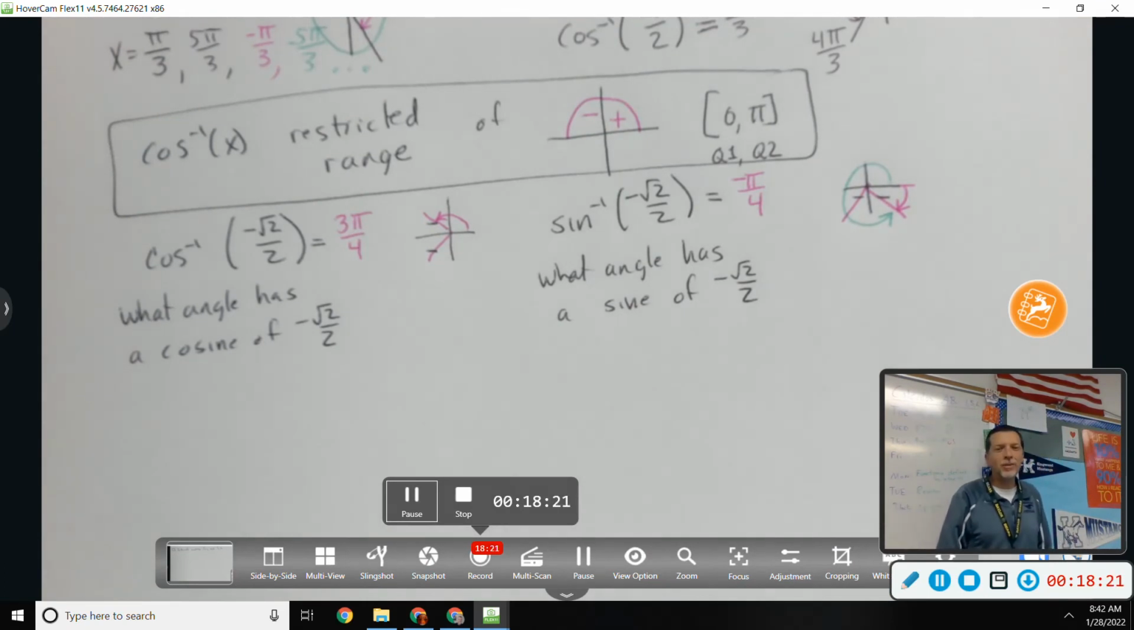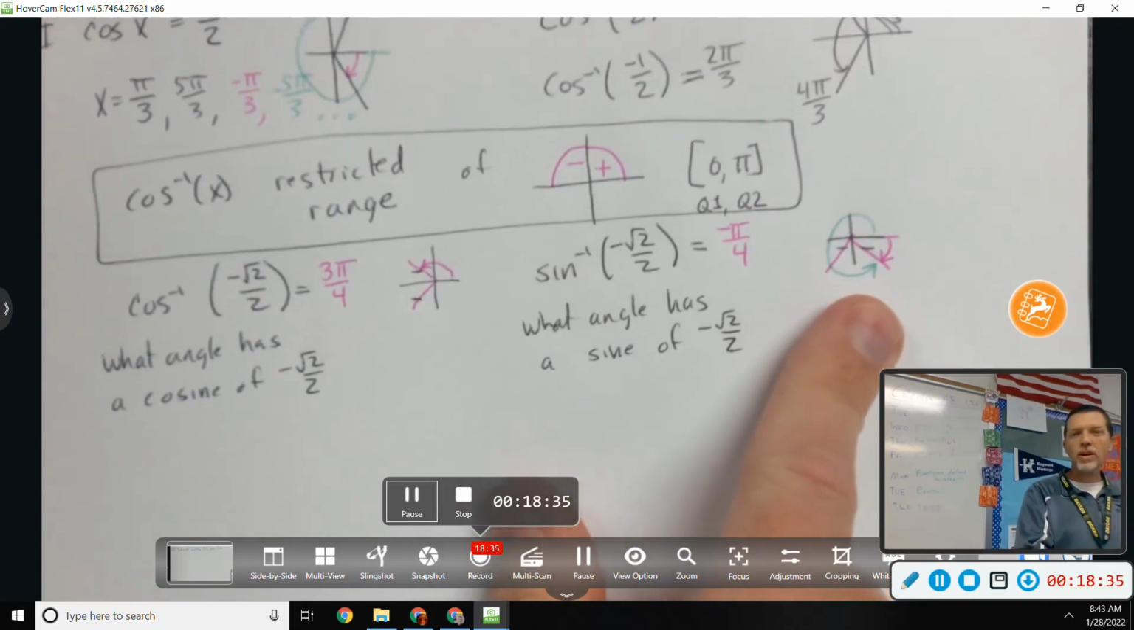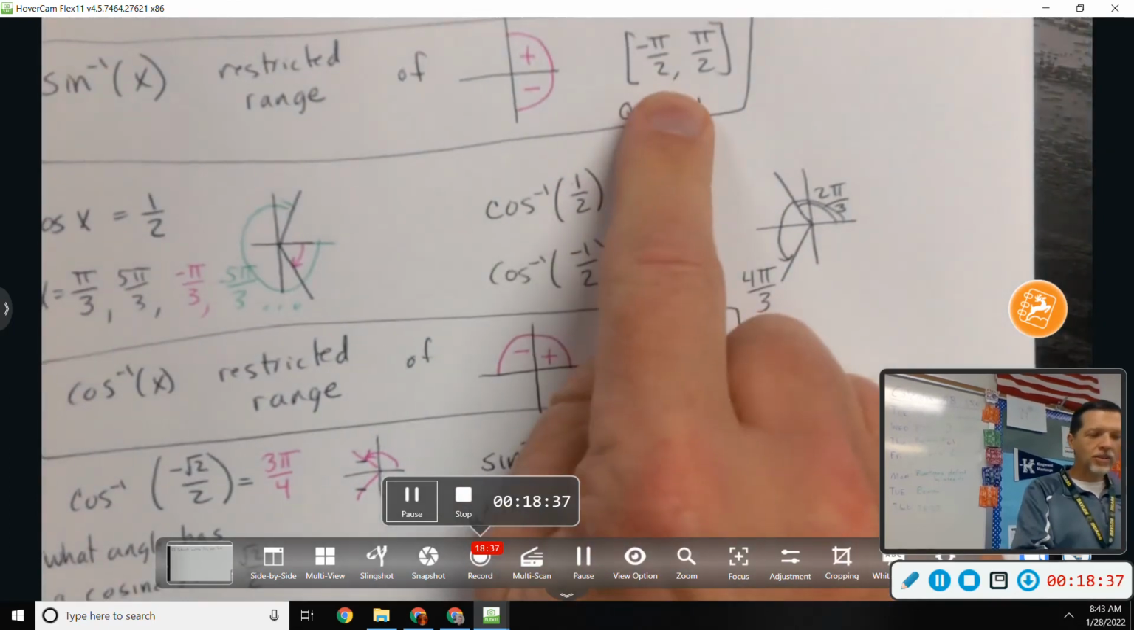Okay. Invariably, someone's going to answer that question as 7 pi over 4. And they're going to argue with me and say, well, that's in the fourth quadrant. I'm going to say, yeah, but you're not allowed to get past. You're only allowed to get there the quickest way possible. Or, back to this, your answer has to be between negative pi over 2 and pi over 2.